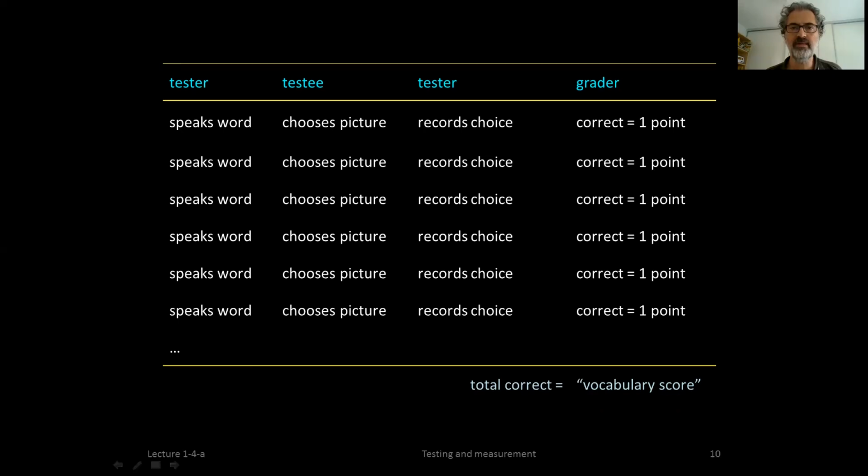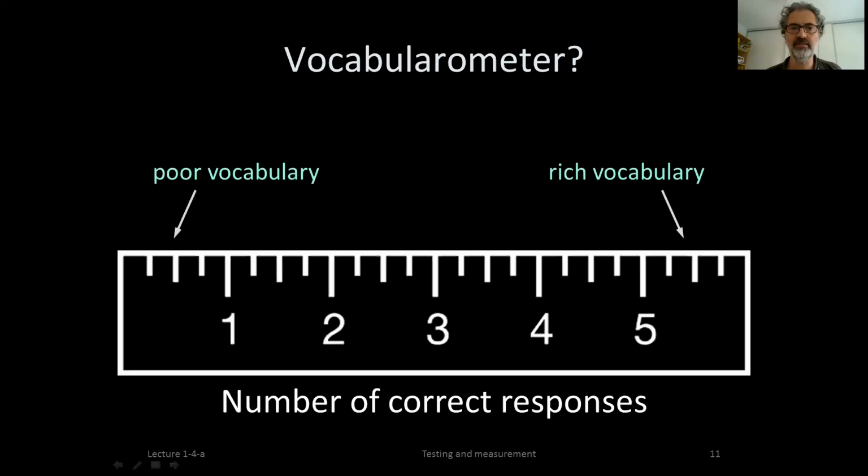So the way that people may think about this is that we have some sort of vocabularometer, that's not really a word, like a ruler, and that the number of correct responses just directly indicates your vocabulary. This is how this is treated. However, the situation behind this, both in constructing the test and in assessing and interpreting the test, is much more complicated.